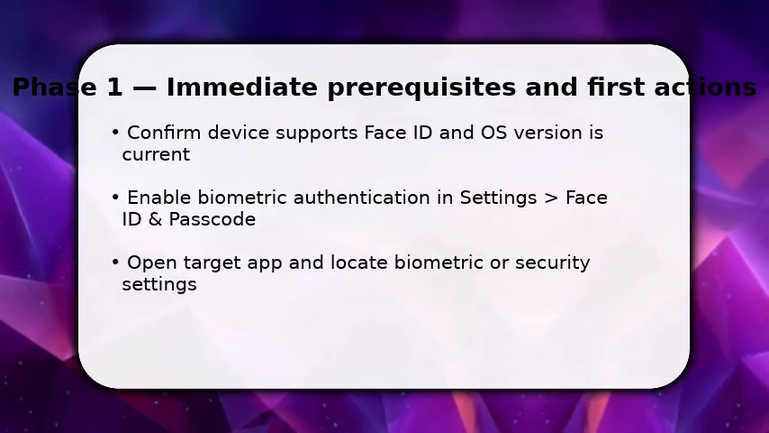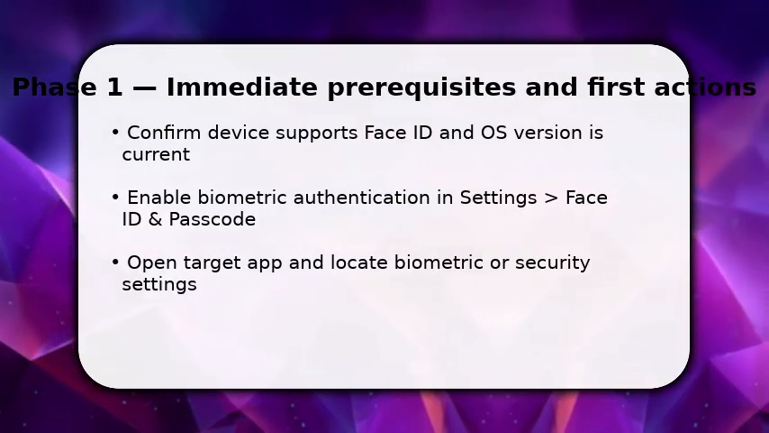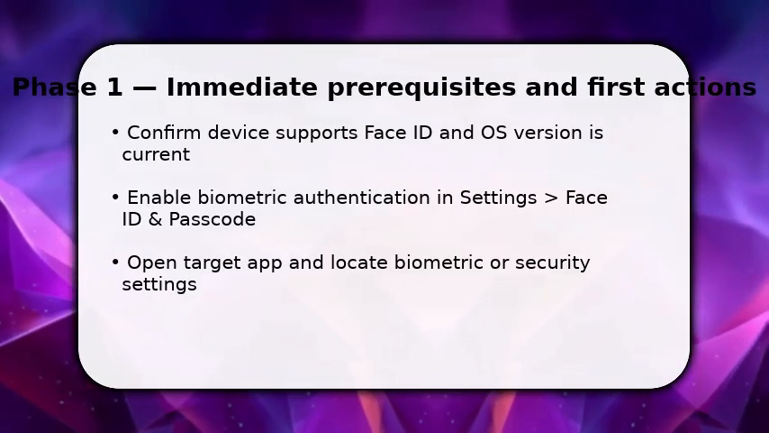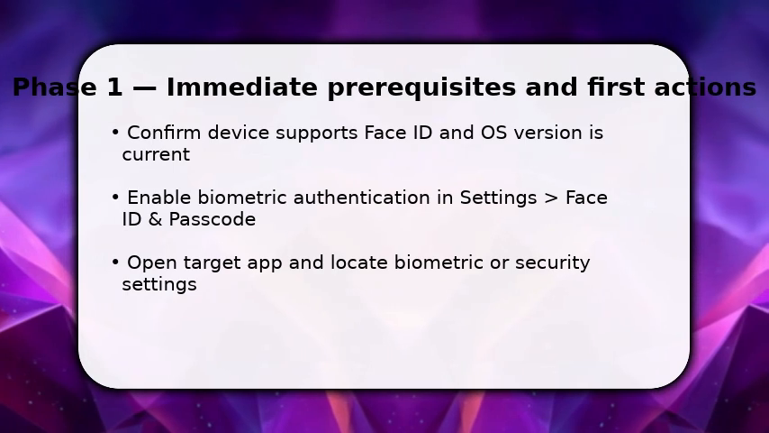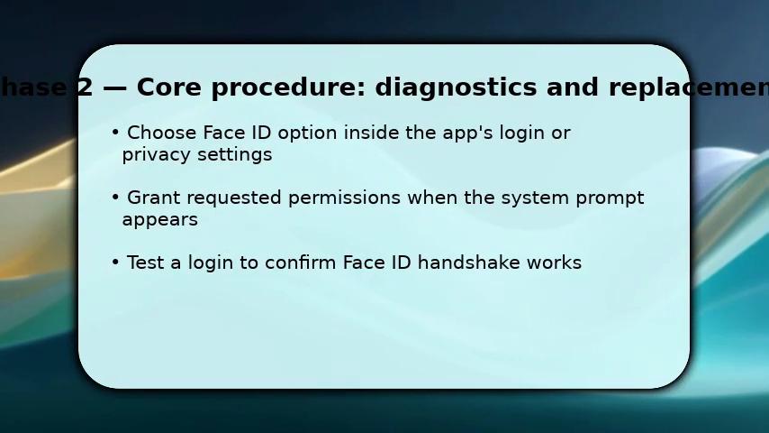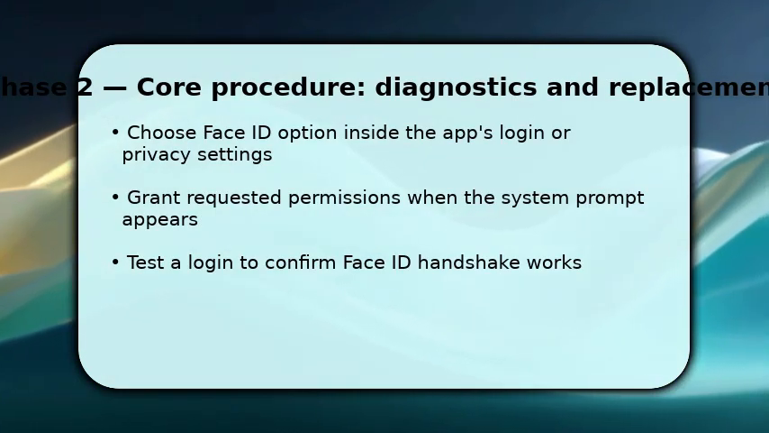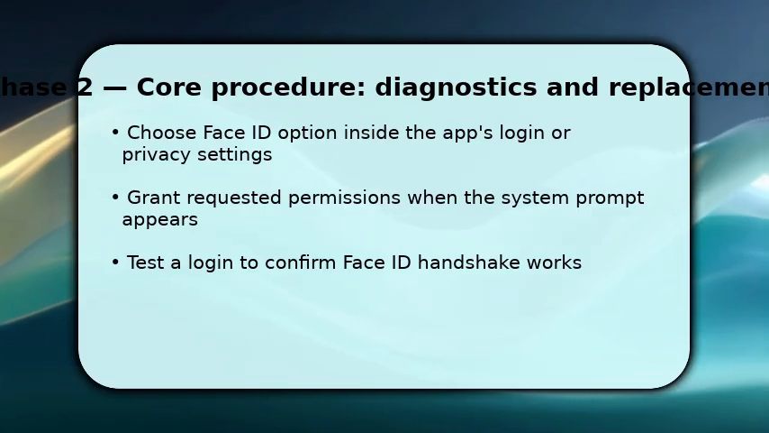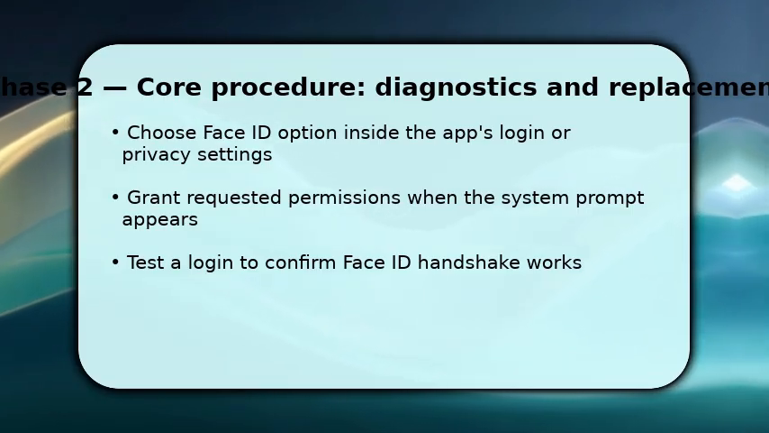Now, open the app you want to protect and go directly to its security or login settings. This gets you immediately into the process of linking that app to Face ID. Next, inside the app, choose the Face ID option under Login, Privacy, or Security. You may see labels like Unlock with Face ID or Biometric Login.